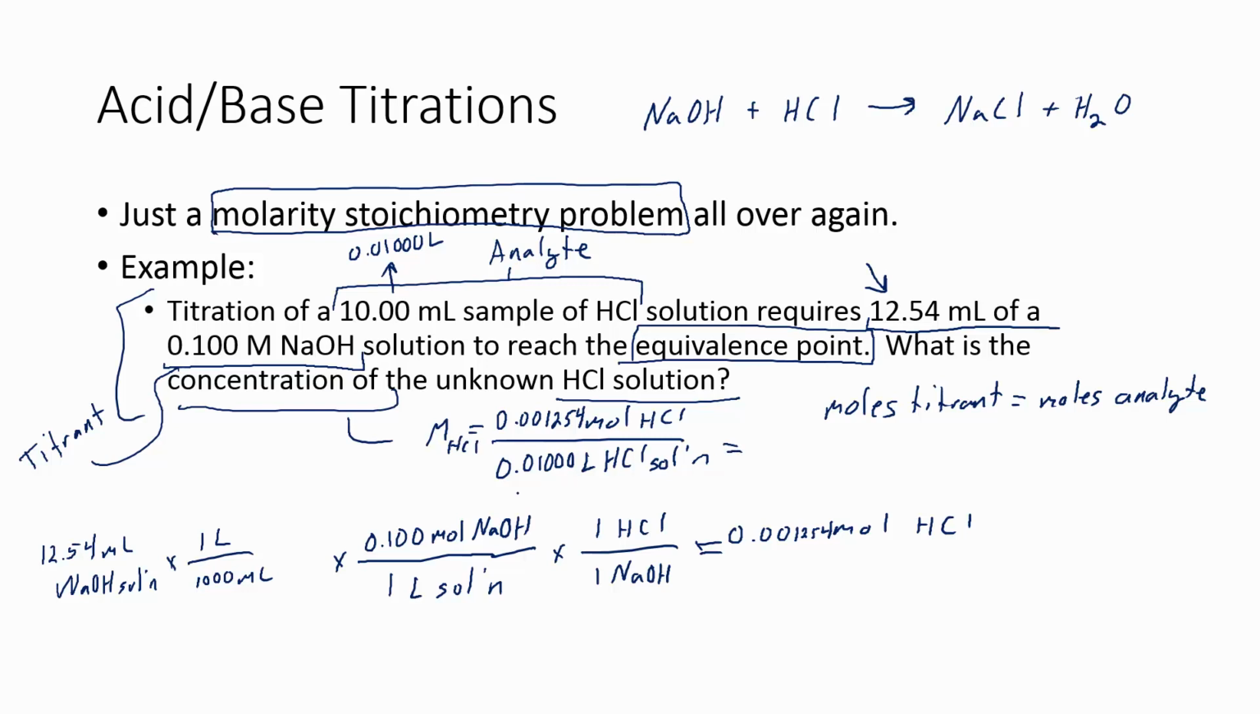So what is that molarity? I have 0.1254 molar. This molarity is 3 significant figures, so we have to truncate to 3. And the unknown analyte concentration is discovered. We're going to do a lot of these problems at some point here, but just keep in mind this is no different than a molarity stoichiometry problem.